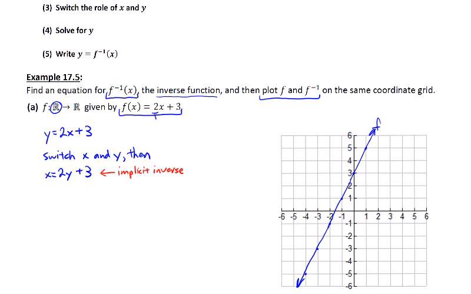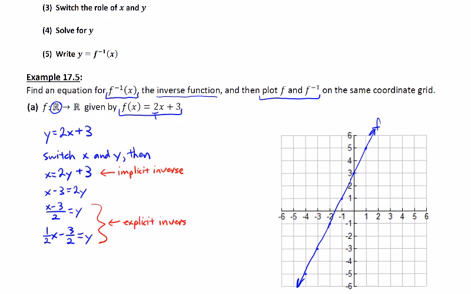So we're going to subtract 3 from both sides to get x minus 3 is equal to 2y. And then I'm going to divide both sides by 2, and that's going to get x minus 3 over 2, all equal to y. And then I'm going to take it a step further and go ahead and divide x and 3 by 2. That's going to result in 1/2 x minus 3/2 is equal to y. Now both of these lines are really an acceptable stopping point. These are both the explicit inverse.